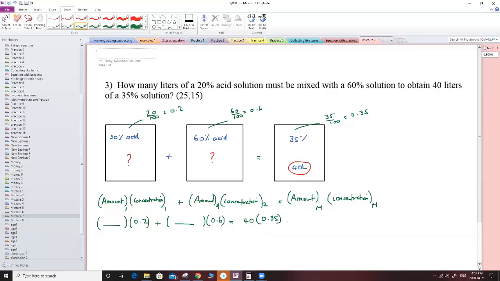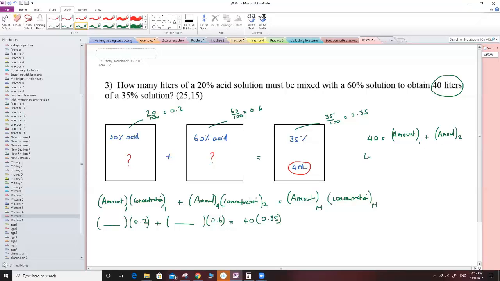Now I don't have this variable. And since I'm using one equation again, it should be with one variable. I cannot use two variables. So I cannot say the amount of the 20% acid is X and the amount of the other one is Y. Impossible. So which keyword is going to help me? That the solution has 40 liters in total. That means this 40 equals the amount of solution 1 plus the amount of solution 2.